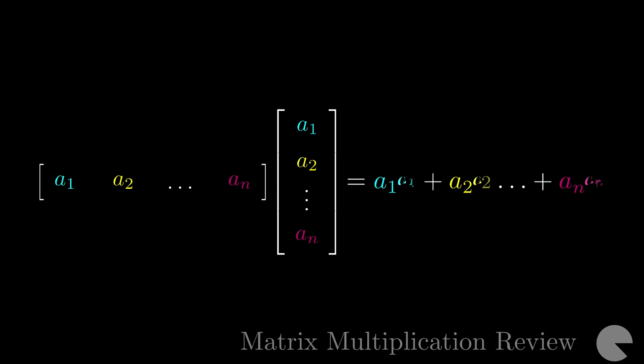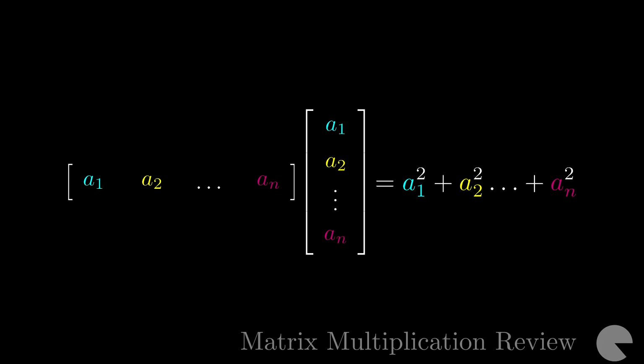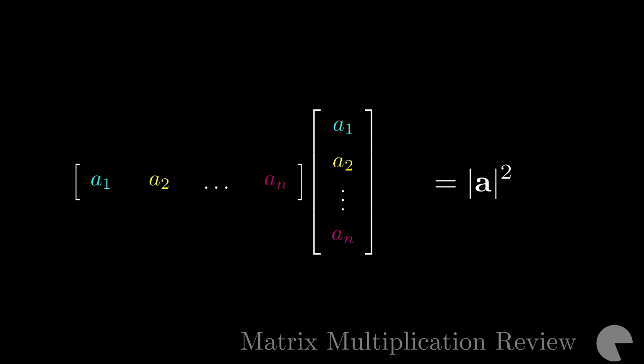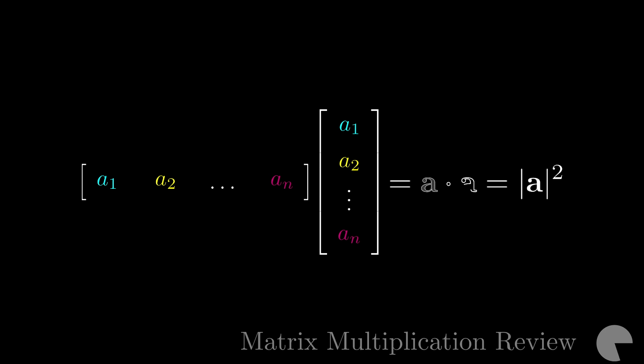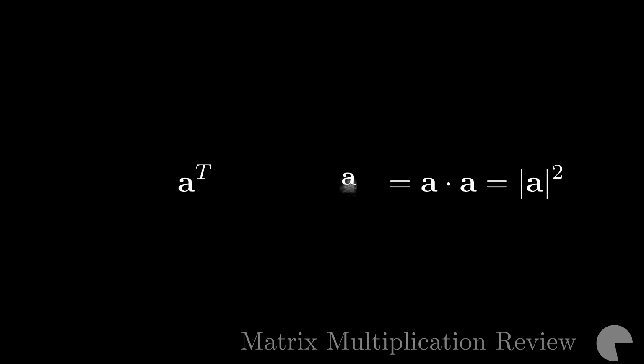This gives us the sum of squared components, which is exactly how we define the squared length of a vector in Chapter 2. So the dot product of a vector with itself just gives the squared length of that vector. If the vector is called A, we can notate this as A dot A, and also as A transpose times A.